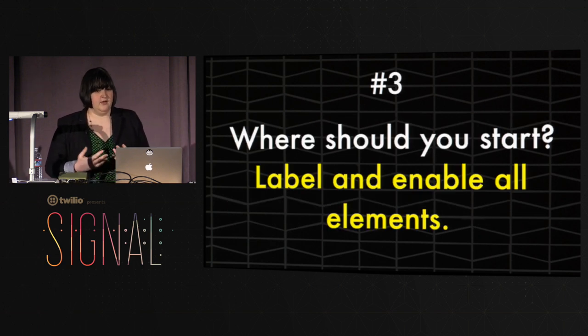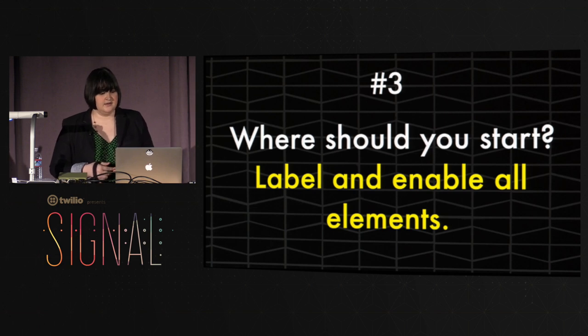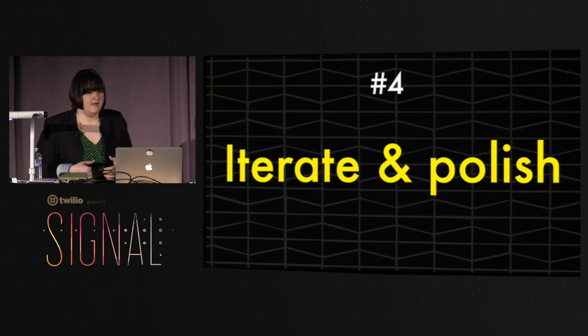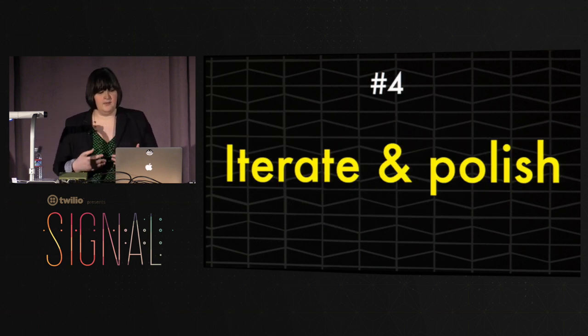Number three, the first place to start is by labeling and enabling all elements. This creates your inclusive MVP. Then you can focus on iterating and polishing. If it seems like too much, just do a little bit every week, or maybe even every month.